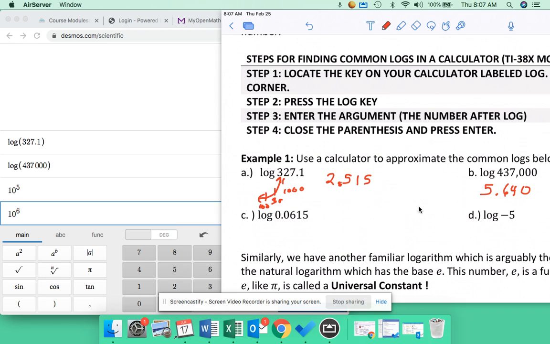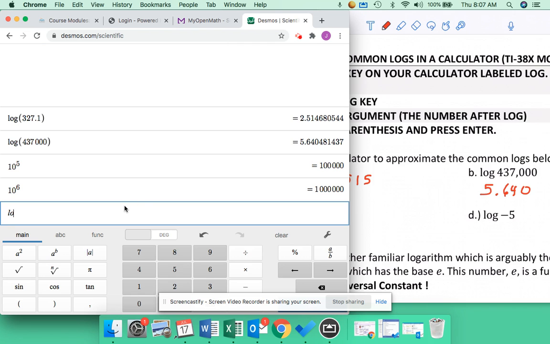What if we go really, really small and we do log of 0.0615? What happens there? Log of 0.0615 was the number there. Ooh, fascinating. We get a negative 1.2111. What does that mean?